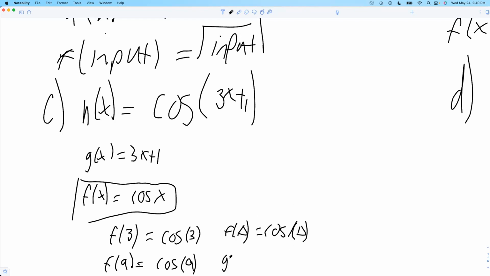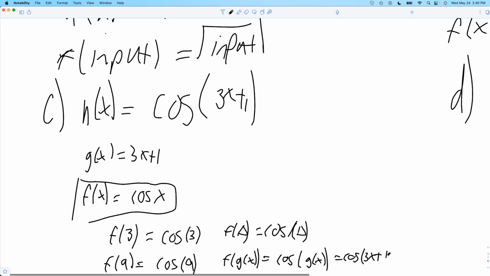So if I wanted f of g of x, that would mean cosine of g of x. Well, what is g of x? It's 3x plus 1. So if I decompose this into an inside and an outside, this is the inside. That's what I'm doing to it.